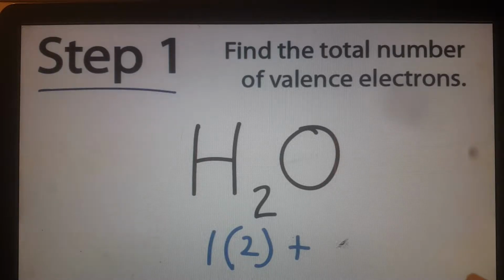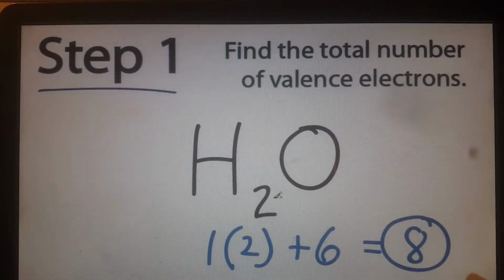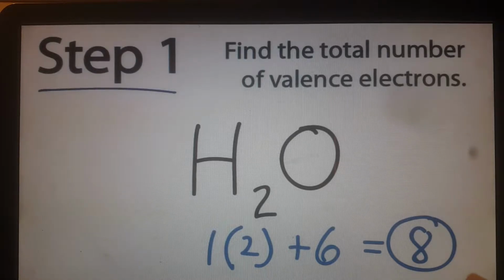Oxygen is in group 6 or 16. It has 6 valence electrons, and when we add that up, 2 plus 6, we get a total of 8 valence electrons for H2O. Remember, valence electrons are the outer shell electrons. They're the ones that form chemical bonds and interact with the world around them.